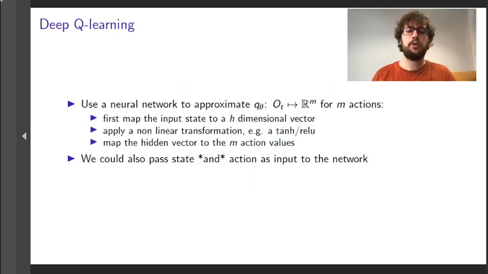To conclude the introduction, I want to show a very simple example of implementing a basic Q-learning agent that uses a neural network as a function approximator, using an auto-diff tool from JAX. So what does such a deep Q-learning agent look like?